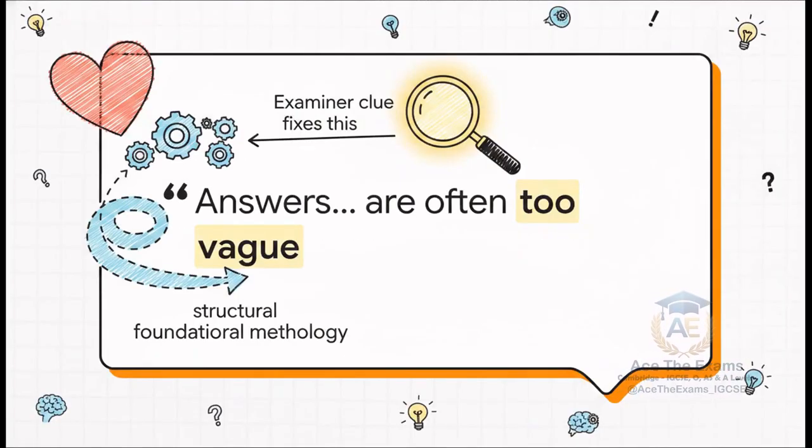Now, what's really fascinating is the direct feedback we get from Cambridge themselves. The principal examiner reports explicitly say this: answers on 8.3 cardiac cycle are often too vague. Examiners want specific details. Now, stick with me, because in just a second, I'm going to reveal the exact examiner clue that fixes this vagueness forever. It's a real game changer. But if you try to use that clue without the right structural framework, it's just not going to work. You need the foundation first to make that clue blindingly obvious.